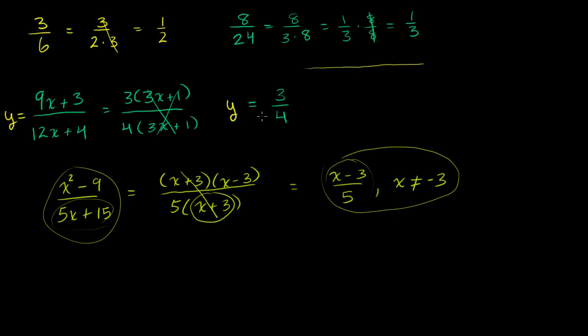But we have to add one condition. We have to exclude the x values that would have made this thing right here equal to 0. And that would have been 0 if x is equal to negative 1/3. If x is equal to negative 1/3, this denominator would be equal to 0.